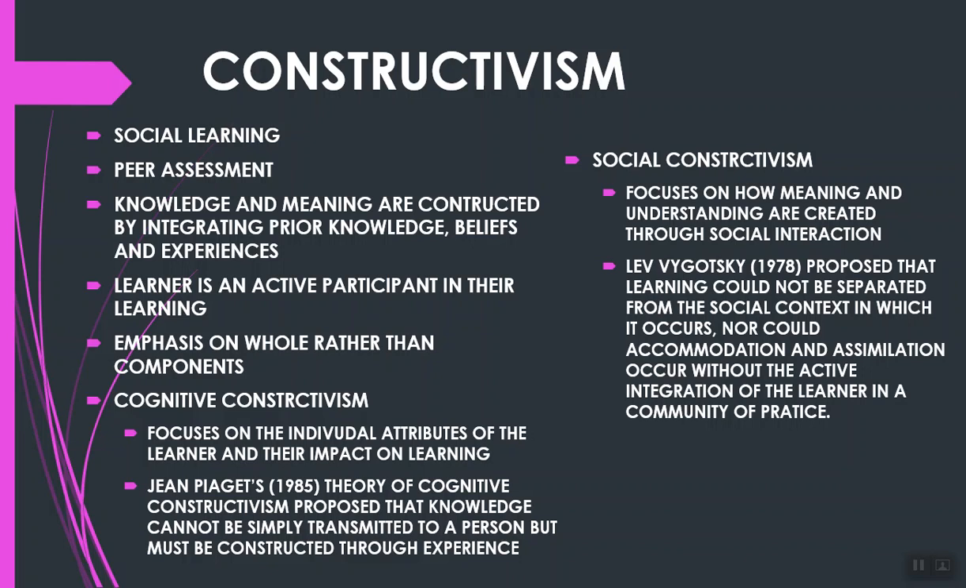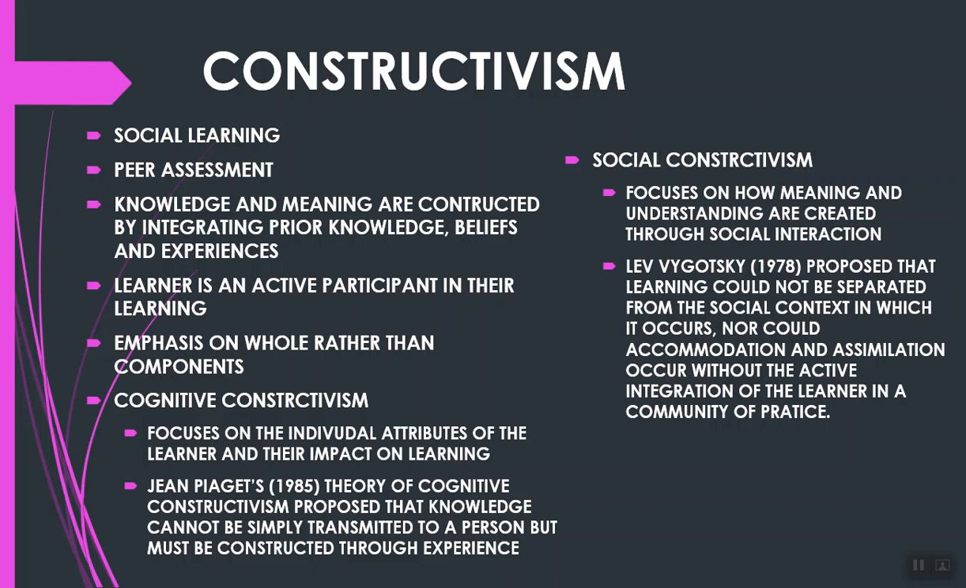There are two parts to constructivism. Cognitive constructivism focuses on the individual attributes of the learner and their impact on their learning. Piaget's theory of cognitive construction proposed that knowledge cannot simply be transmitted from one person to another, but is constructed through the experience. Social constructivism focuses on how meaning and understanding are created through social interaction.